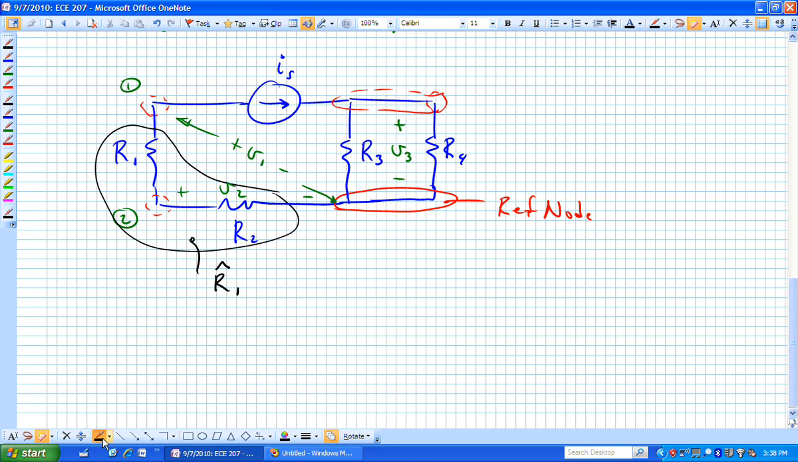V sub 1 is, I'm hooking up my voltmeter. If it's not making sense, just think that you have a voltmeter and you're connecting the 2 leads, your ground or your negative lead and your positive lead of your voltmeter. You're putting your negative lead on the reference node and you're moving your positive lead around to these different locations and measuring the potential or the voltage dropped across those different nodes or those locations.